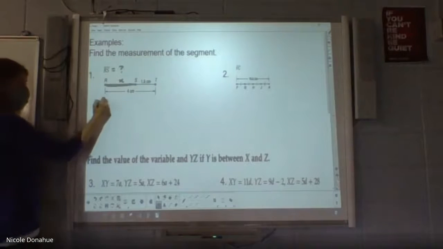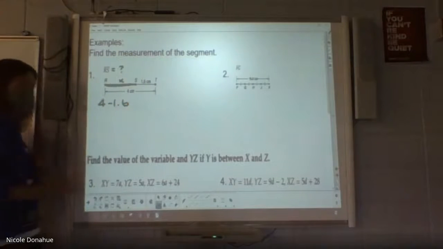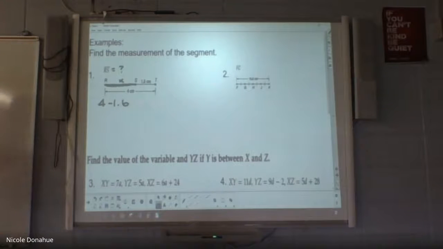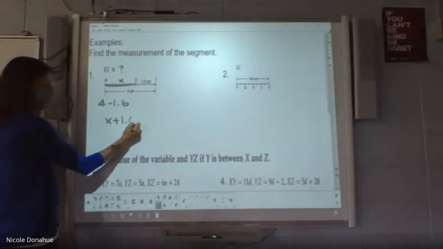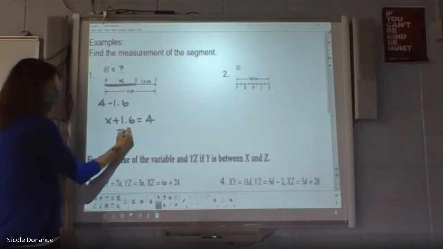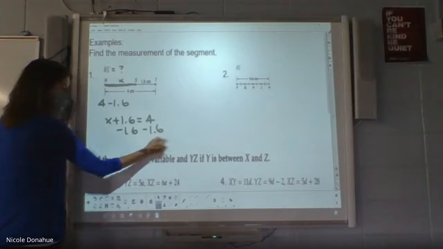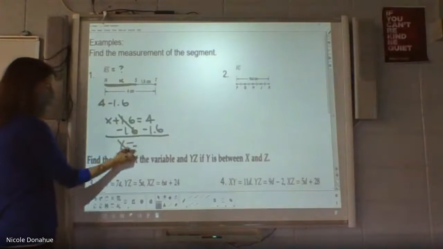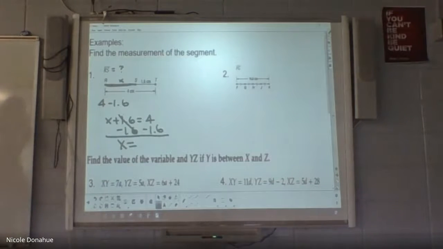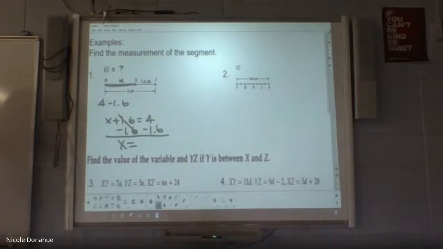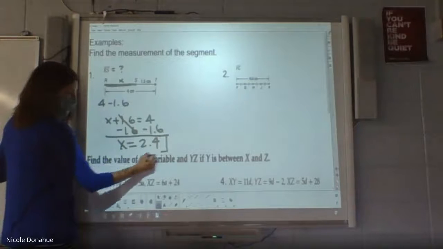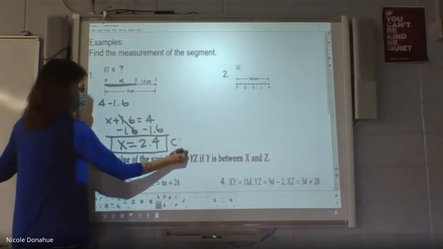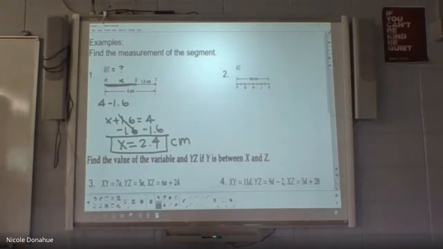So some of you guys might just say, I'm going to take 4 and subtract 1.6. Some of you are like, how did you come up with that? Another way to think of it is that x plus 1.6 would equal 4, so I have to subtract 1.6. Either way you look at this, you're doing the same math. So 4 minus 1.6 ends up being 2.4, and this is going to be centimeters. So that's the missing length that he hasn't yet gone.